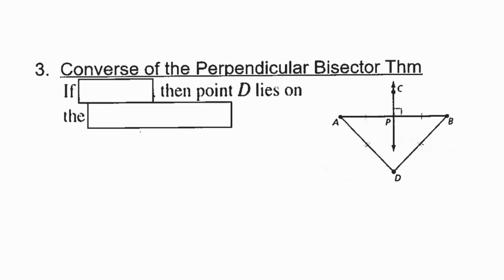All right, moving on. Our third concept in this lesson is the converse of our perpendicular bisector theorem. Much like before, our converses are going to reverse the logic. So we're going to start with where we began last time. It says that if DA is equal to DB, it might be a little bit hard to see here, but there are some tick marks here and here, then point D lies on the perpendicular bisector of AB.